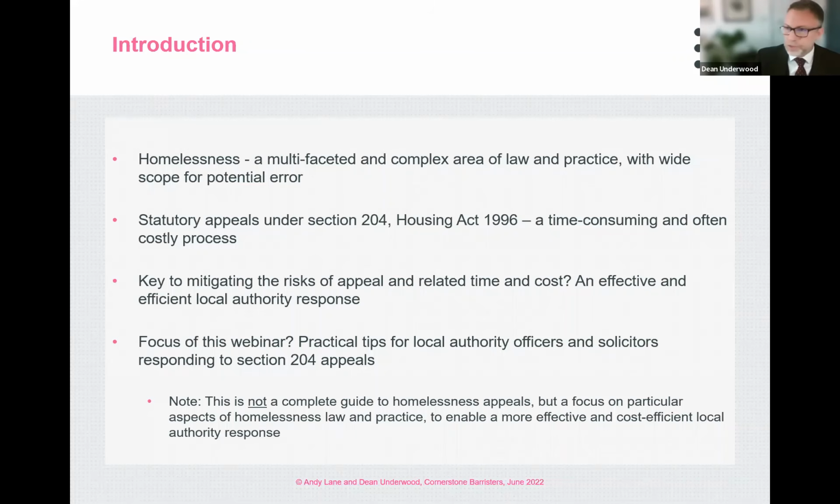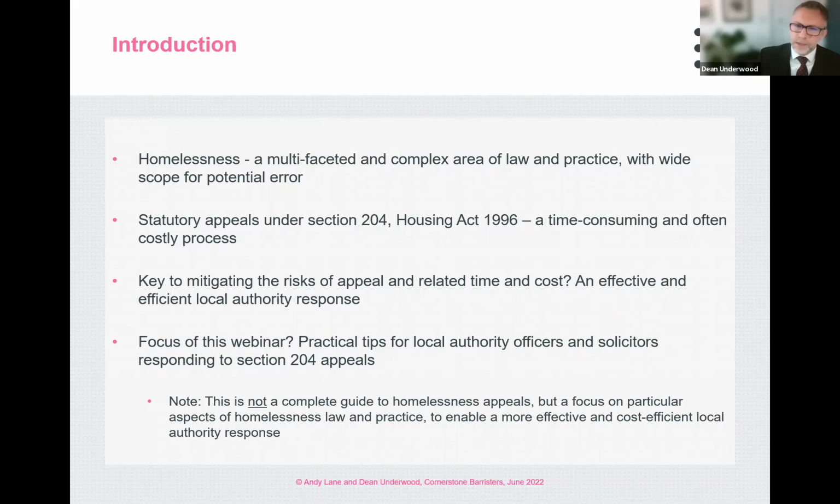The consequence of error or alleged error is of course the right of the applicant to appeal to the county court from any review decision by way of a statutory appeal. And those appeals, as many of you again will know, are often a time-consuming and very costly process, with costs liability in the case that the local authority loses often between 10 and 20,000 at the very least, and sometimes considerably more.